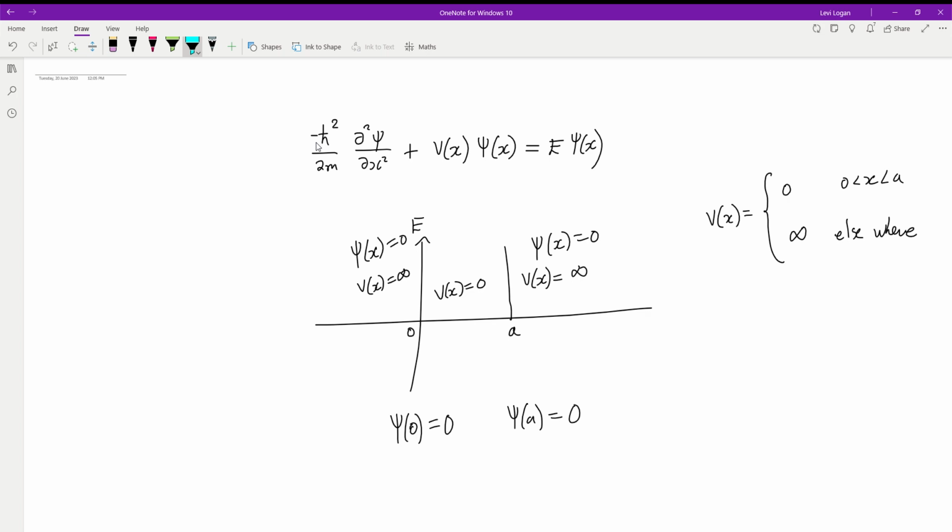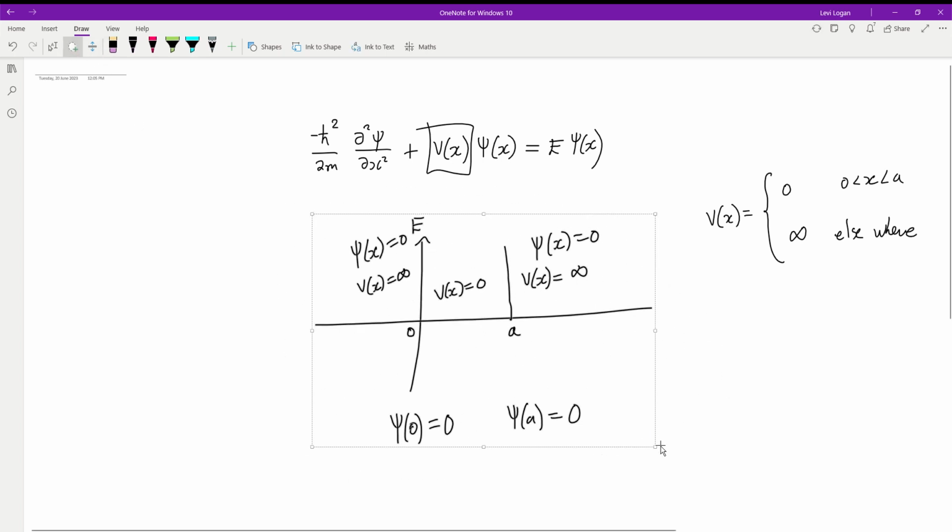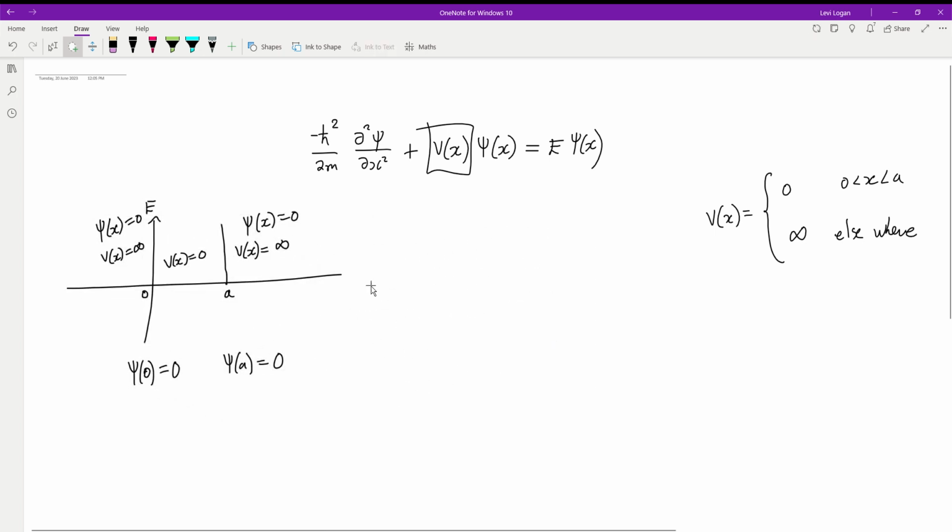Okay, so the reason we can solve this now is because if we're solving for just inside this well here, then we know that this term here must be 0. So when we're solving our Schrodinger equation, it can turn into a differential equation quite easily. All I'm going to do is move this over to the side real quick. And we know if it's in the well, then V of x is 0.